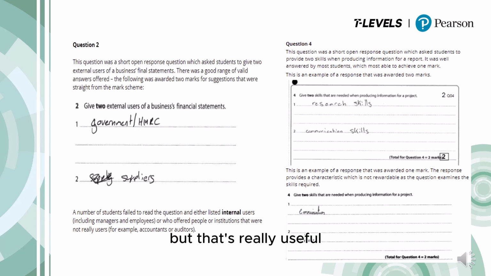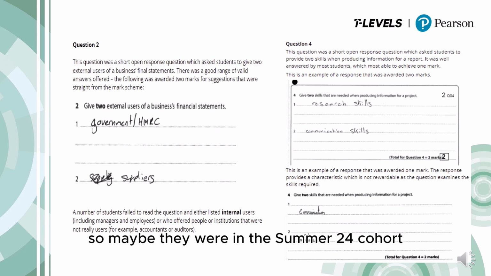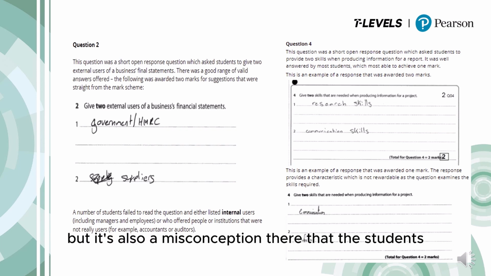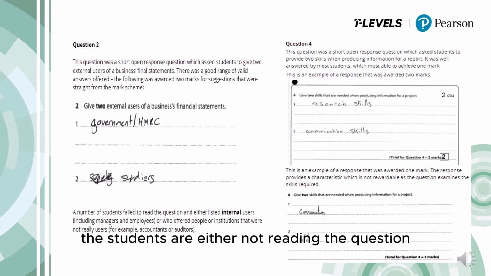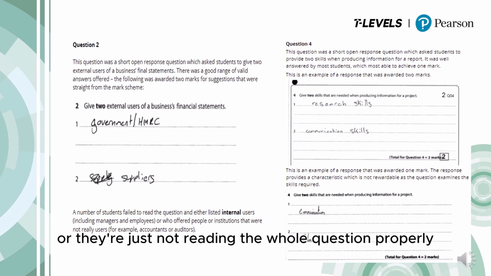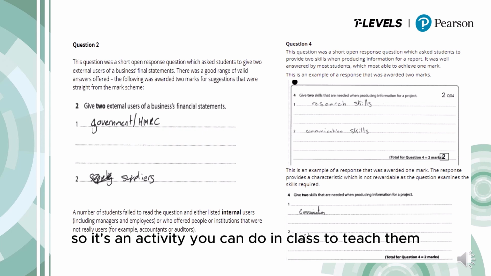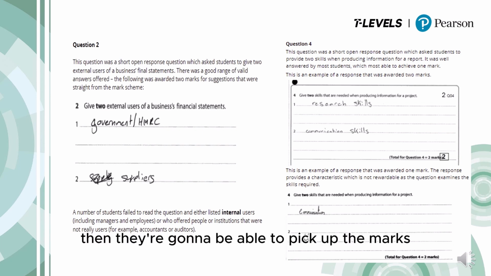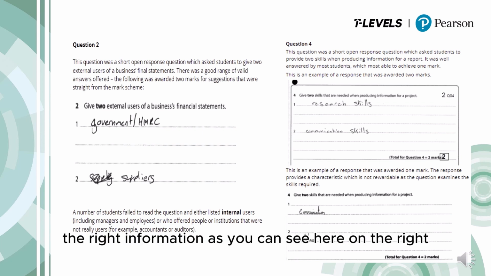So that's really useful in terms of when you're giving feedback to students, especially if they're going to be resitting. So maybe they were in the summer 24 cohort and they're resitting. They can have a look at that, but it's also a misconception there that the students are either not reading the question properly in terms of business financial statements, or they're just not reading the whole question properly. So it's an activity you can do in class to teach them, look, slow down, what is the question stem saying, so that then they're going to be able to pick up the marks because they'll be able to recall the right information.